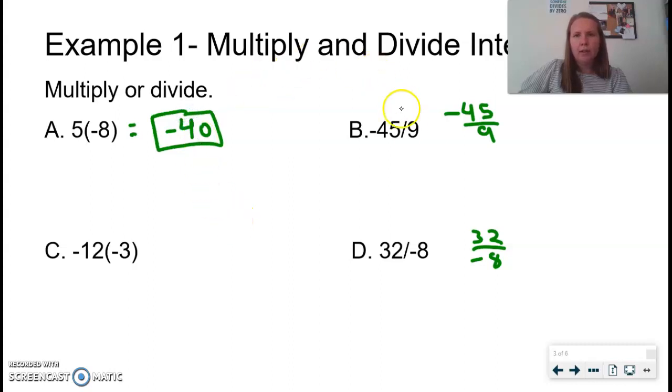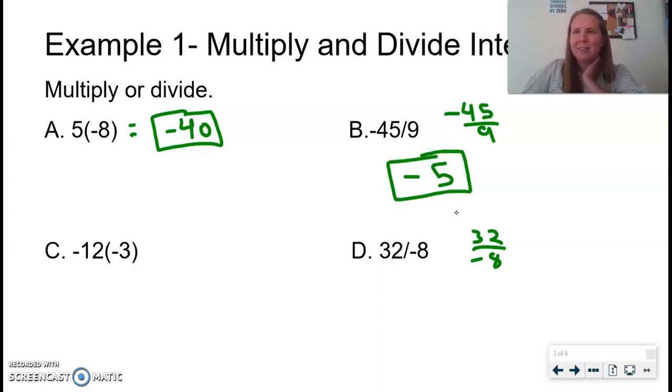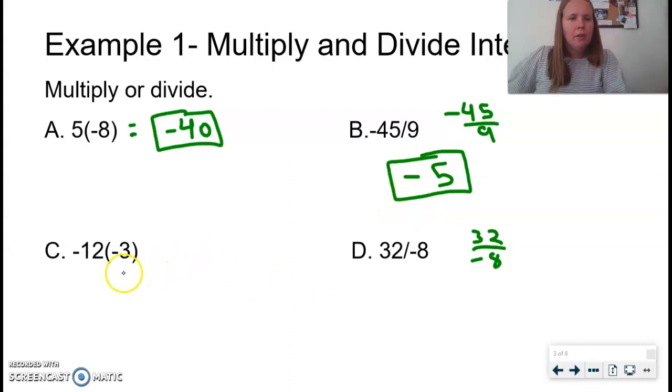All right. B, again, I have opposite signs, so that means that my solution is going to be negative. So I just think 45 divided by 9. 45 divided by 9 is 5, and my solution stays negative. To me, it seems very much more simple. If you know your basic multiplication facts, it's just understanding if your answer is going to be positive or negative.